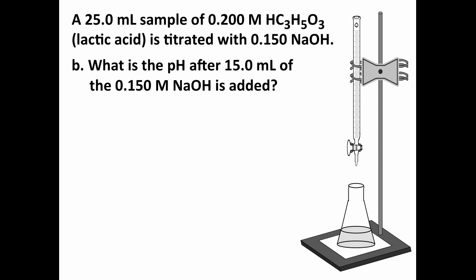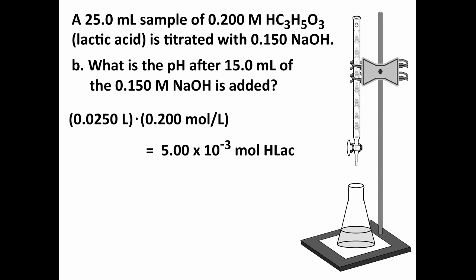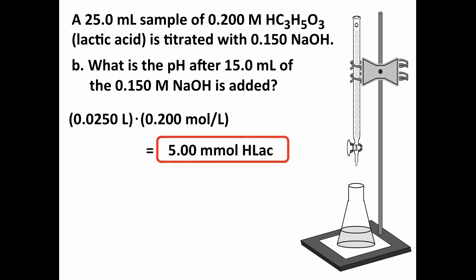In order to track or follow chemical reactions and how much substance reacts and how much is formed, we have to use moles. So we have 25 milliliters, or 0.0250 liters, of the lactic acid, which is 0.200 moles per liter. So we have 5.00 times 10 to the minus 3rd moles of lactic acid. We can write this a little more simply by noting that 10 to the minus 3 is a milli-whatever, and so this is 5 millimoles of lactic acid.